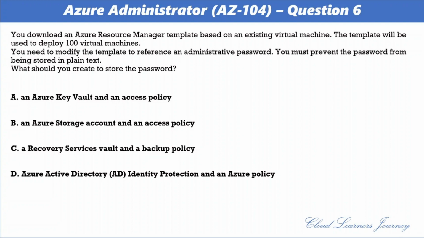And the correct option is A. An Azure Key Vault and an access policy. You can use a template that allows you to deploy a simple Windows VM by retrieving the password that is stored in a key vault. Therefore, the password is never put in plain text in the template parameter file.